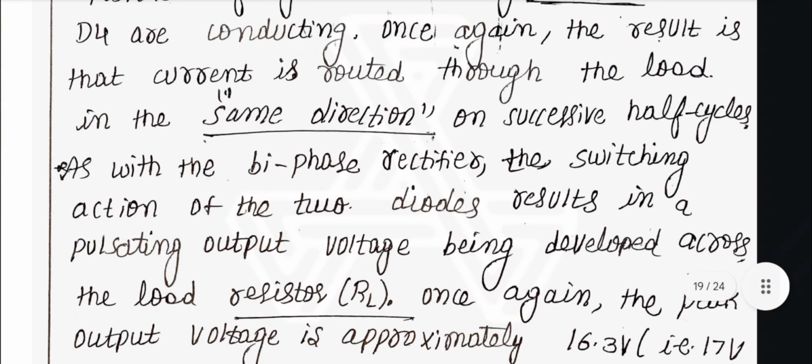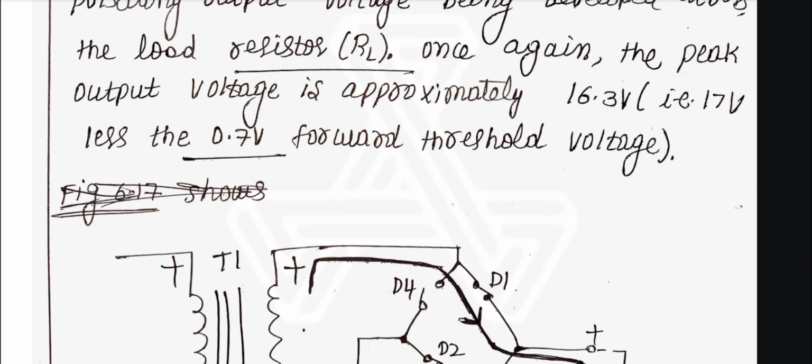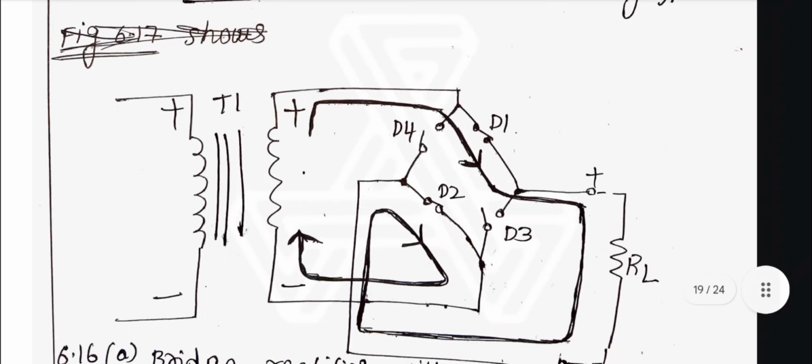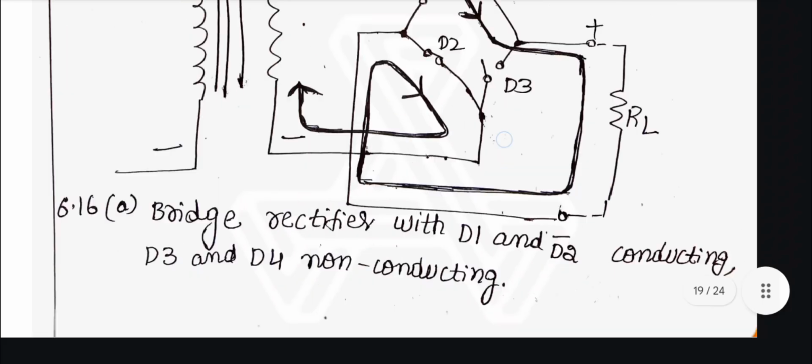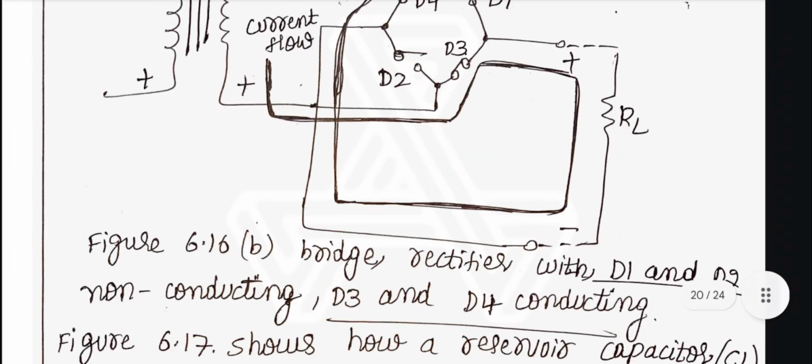As with the biphase rectifier, the switching action of the diodes results in a pulsating output voltage being developed across the load resistance. Once again, the peak output voltage is approximately 16.3 volts, that is 17 volts less the 0.7 volt forward threshold voltage. Diodes become switches. Bridge rectifier with D1 and D2 conducting, D3 and D4 non-conducting. Bridge rectifier with D1 and D2 non-conducting, D3 and D4 conducting.